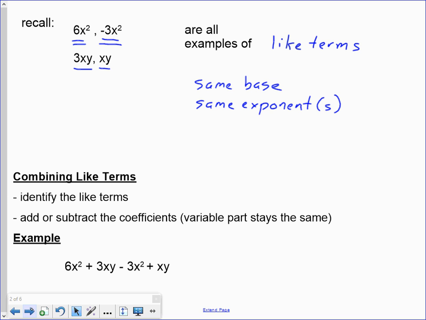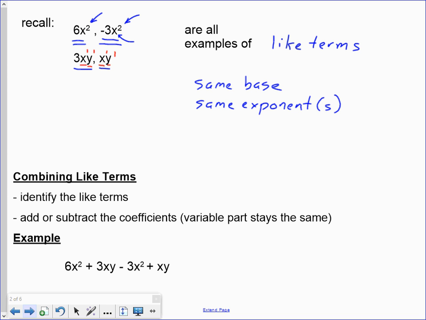And if we had more than one letter in our base, we would have to have the same exponent on all of the variables in our base. So with 6x squared, our base is x. The exponent on that base is to the power of 2, so x squared. Same thing in negative 3x squared. Our base is x. Our exponent is 2. In our next pair here, we've got 3xy and xy. We've got the same variables here. We've got an x to the 1, a y to the 1, and here we have an x to the 1 and a y to the 1. So same bases, same exponents.